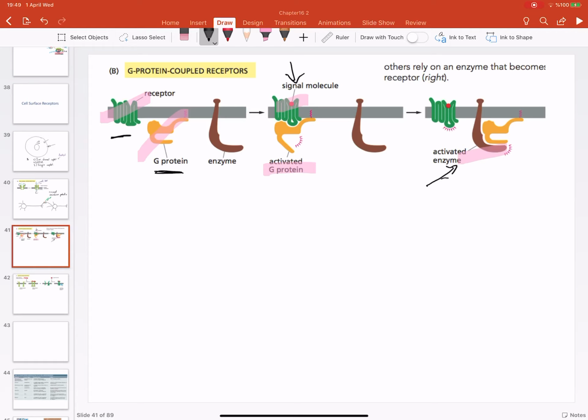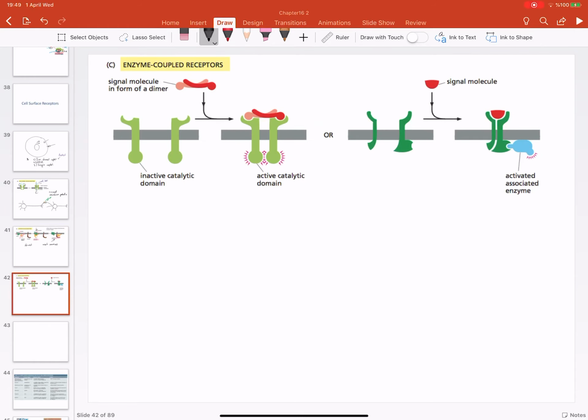And I can say that this is the slowest one. But also, this is very common. In all the branches of life, it's quite used. For anything that you think of, for any kind of mechanism you think of, GPCRs are used. And the last one is the enzyme coupled receptors.